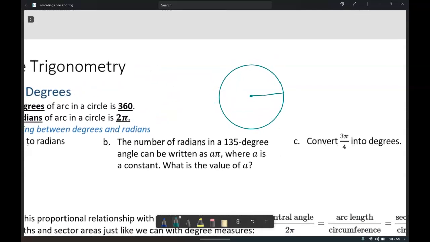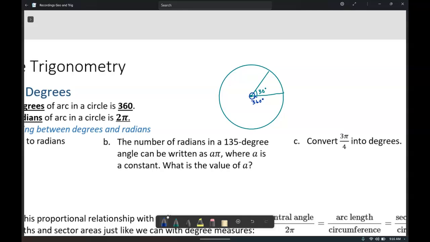Let's say this angle rotates some amount of degrees. Just to keep it simple, let's say a rotation of 30 degrees. So we have this angle that rotates 30 degrees within the circle. Well, if we were to keep rotating all the way around until we get back to where we started, that would be a full rotation of 360 degrees. The measure of degrees in the arc of a full circle is 360 degrees.